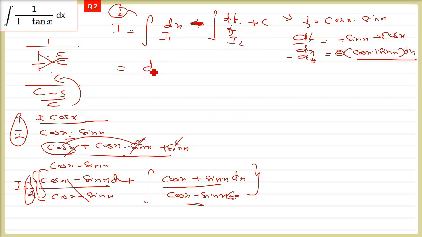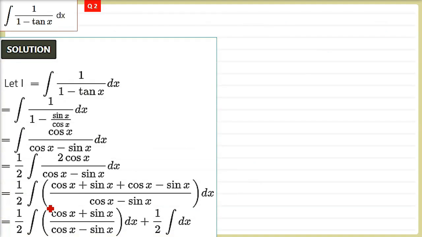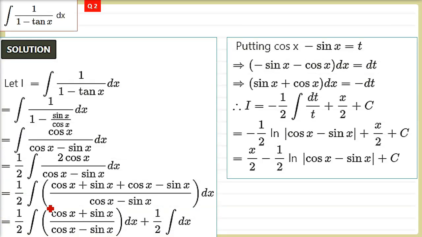Integration 1 is quite easy, it's just x, because integration of dx is x only. Dt by t will be log or ln modulus of t. What was t? Cos x minus sin x, plus constant of integration. Half is also there, so you need to multiply this half also before actually declaring that you have solved it, because half was already there. So this is how you are going to go about it if you are solving by yourself. So it's just like the previous one.